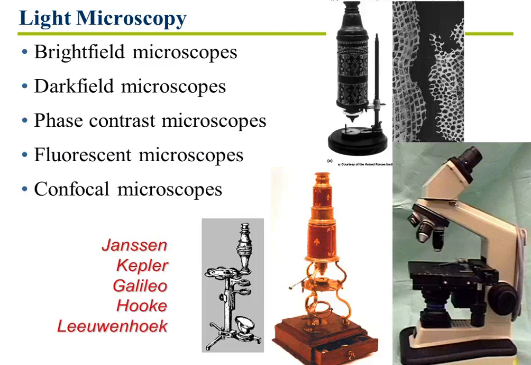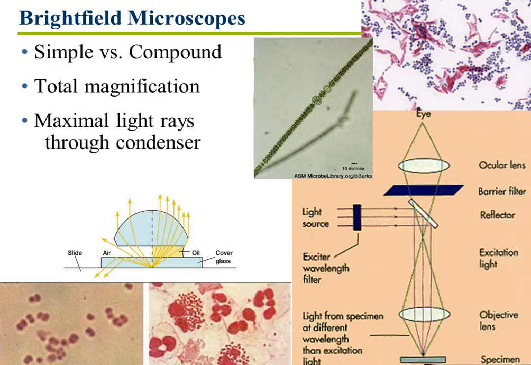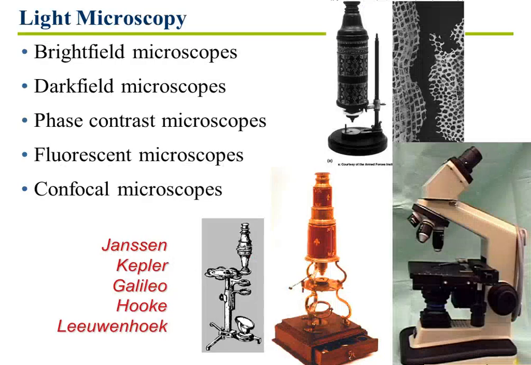Okay, so we're going to look at 4 of the 5 light microscopes listed here. We're not going to look at confocal, although I'll show you what it looks like when you look at objects in there. Okay. I already showed you Leeuwenhoek's microscope, his little handheld one. Let me go backwards here.